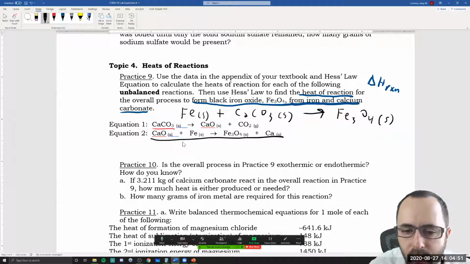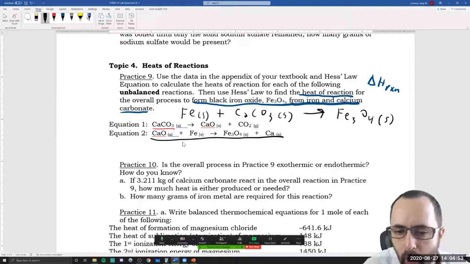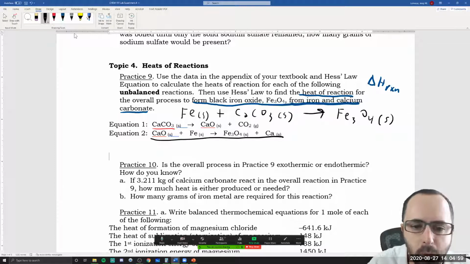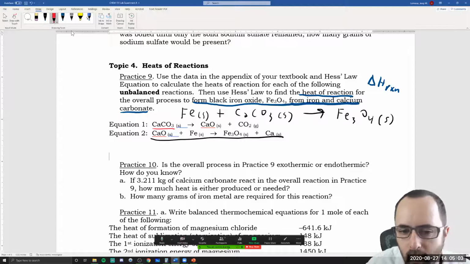When we add these, what we're going to find is that we'll have other substances that are not just iron, calcium carbonate, and this so-called black iron oxide. But what does cancel here when we add these is we have calcium oxide coming out and calcium oxide going in. So when it is produced, it will then be used up. So that's not going to appear in the final reaction here.